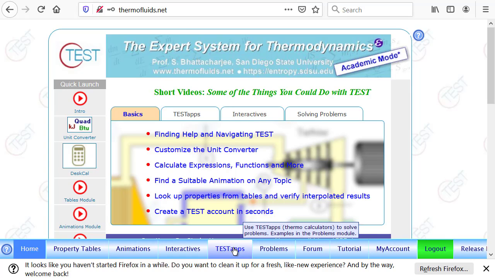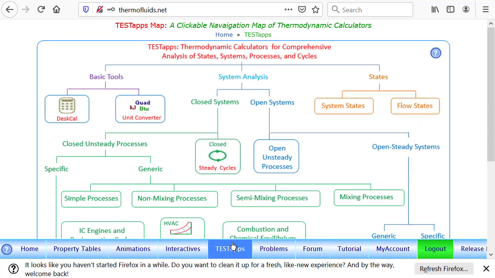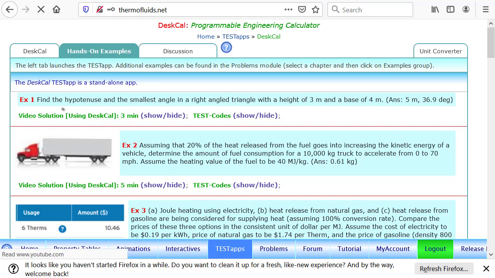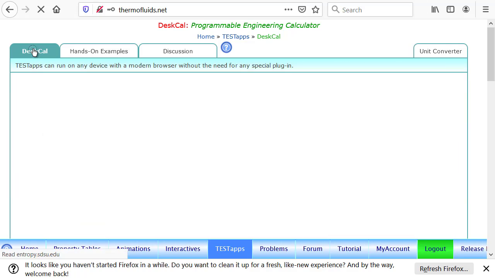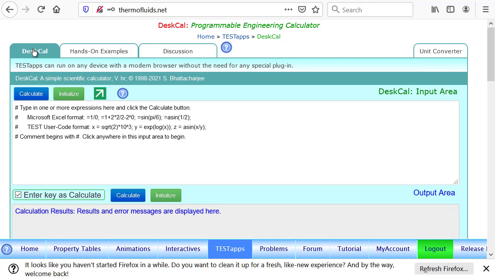To launch it, we click on TESTapps and then click on DeskCal. There are some examples. To see videos of the example, click here. To see the codes generated, click here, readable codes. And then we are going to generate now the code for solving this problem.